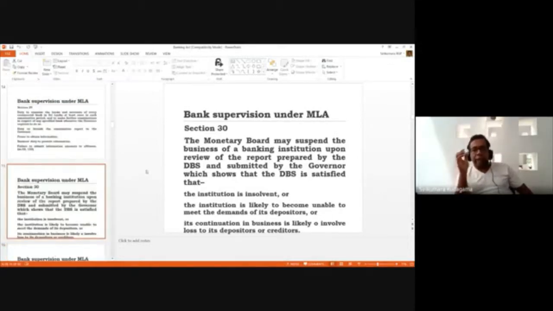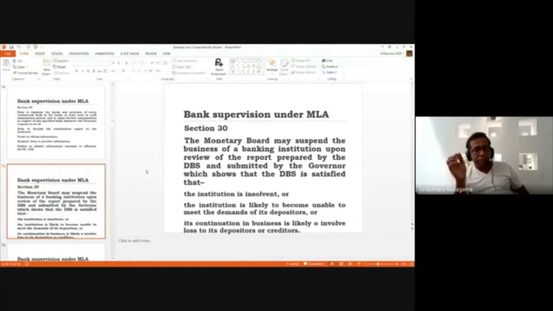Under the Banking Act, there is also Section 30, which says the Monetary Board may suspend the business of a banking institution upon review of the report prepared by the DBS and submitted by the governor, which shows that the DBS is satisfied that the institution is insolvent or is likely to become unable to meet the demands of its depositors, or its continuation in business is likely to involve loss to the depositors or creditors. In these instances, the Director of Bank Supervision can prepare a report and submit it to the Monetary Board. The Monetary Board may suspend the business of a banking institution based on these.